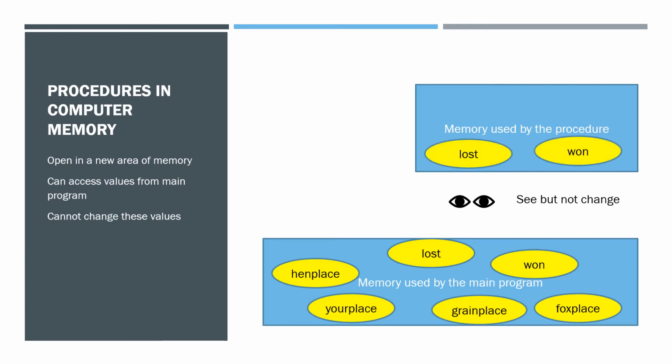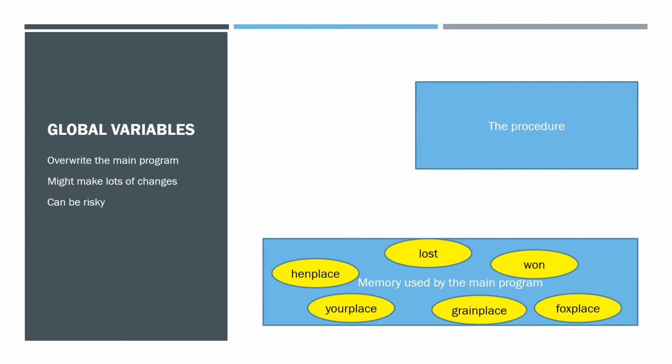So when those 2 procedures that we just looked at created new values for the won variable and the lost variable, those were new variables inside the temporary memory of the procedure, and it did not change the values in the main program. The name for these variables that occur entirely within a procedure is a local variable. So local variables are lost when the procedure closes down and they don't affect the main program.